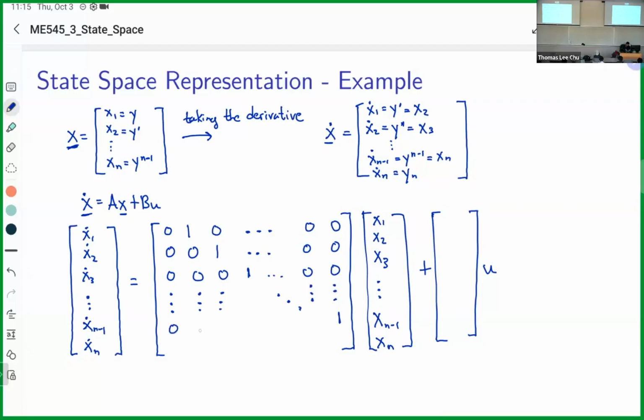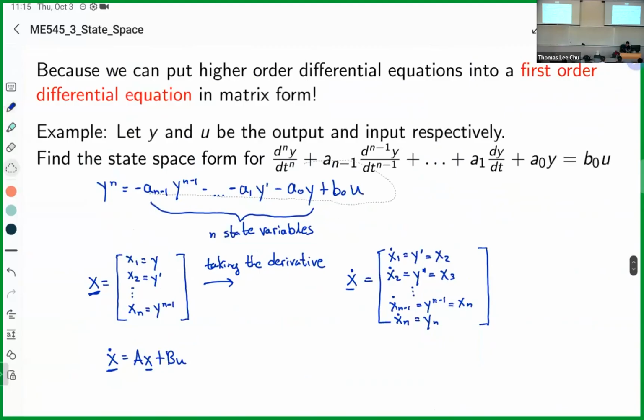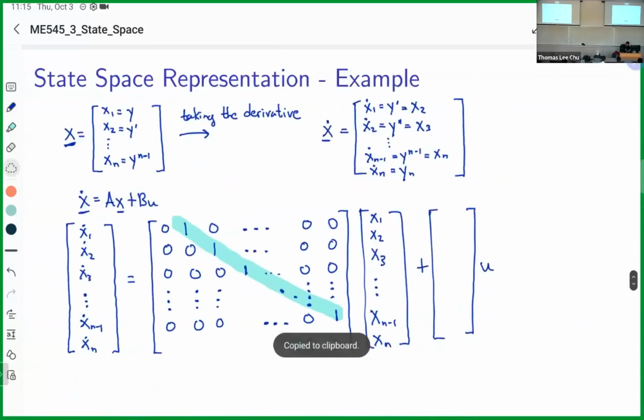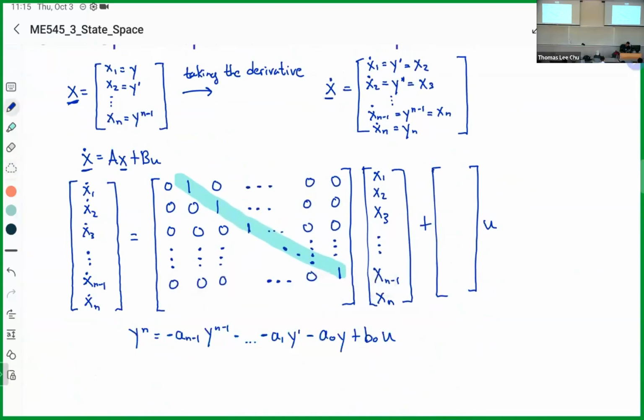So then the second to last row is 0, 0, 0. Let me make this a bit more obvious like that. There you go. So we have the ones in this off diagonal here, and this 0 here is the 0 diagonal. And then for the last row, we need our differential equation. So I'll take this differential equation and put it down here.